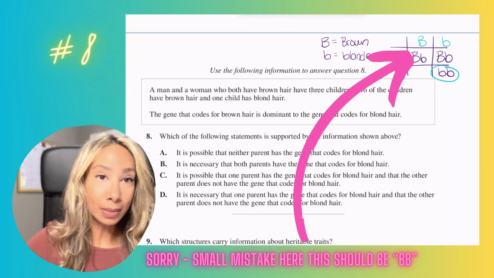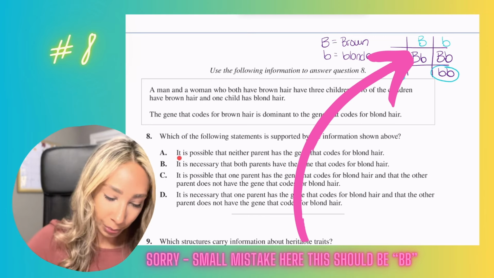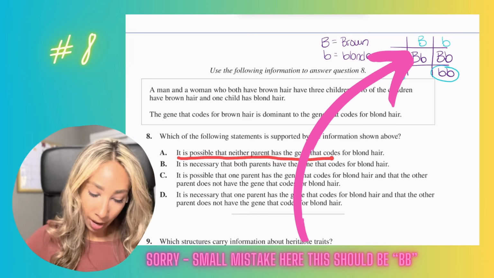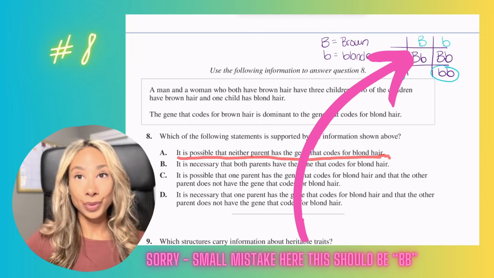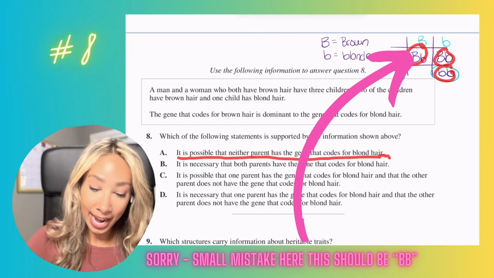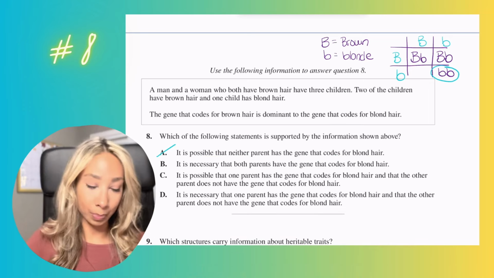So why don't we go through them and decide? So it is possible that neither parent has a gene that codes for blonde hair. Well, that's not true, because if that was the case, then every organism would be big B, big B.